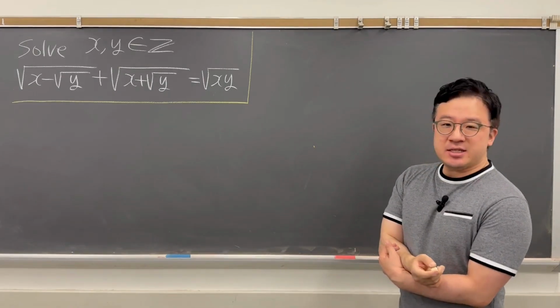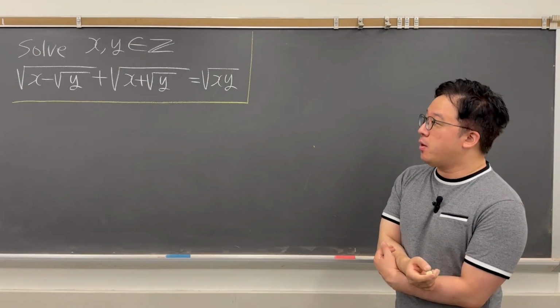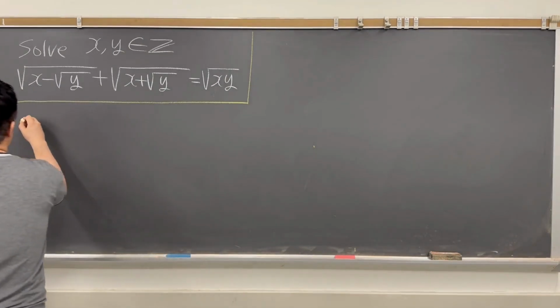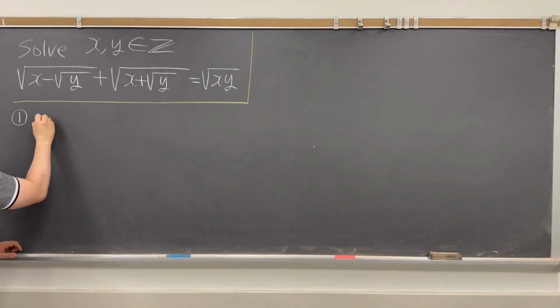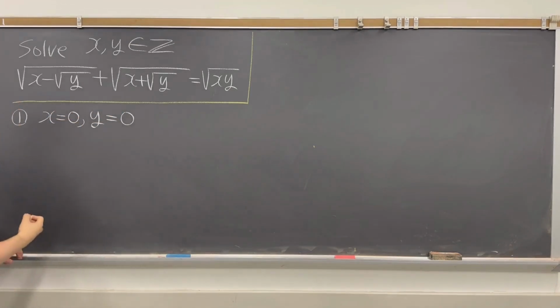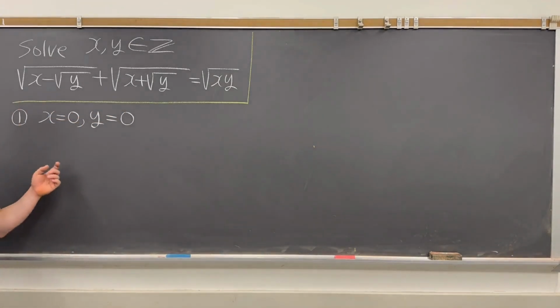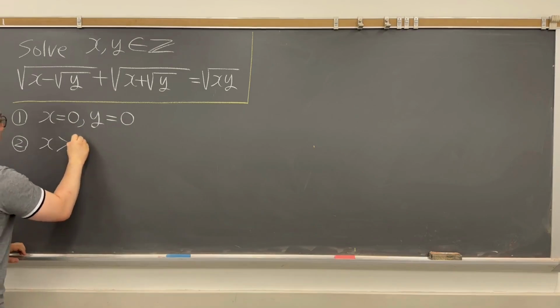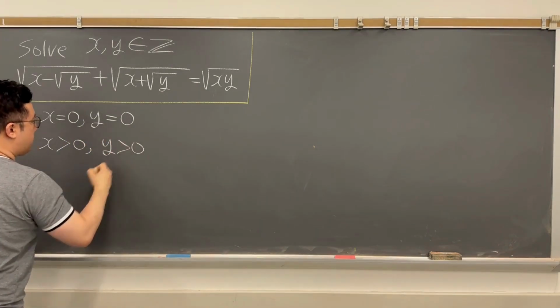So for this question, we can easily find one trivial solution when both x and y are equal to 0, right? So number one, the trivial solution is both x and y are equal to 0. But then again, we need to make sure that if we have other solutions, we can work this out by assuming that both x and y are greater than 0, first of all.